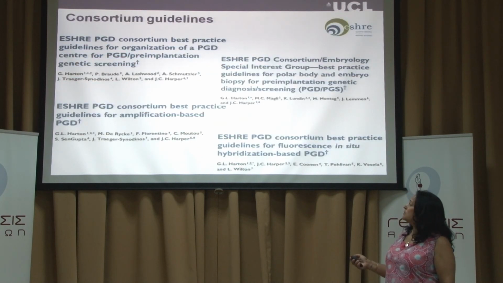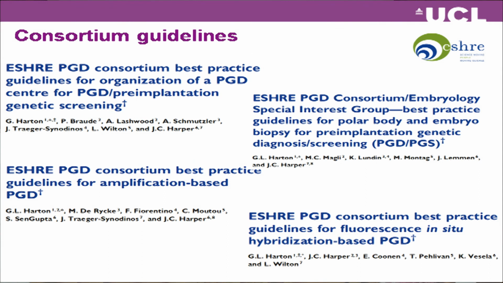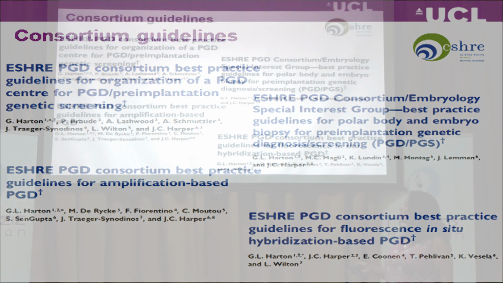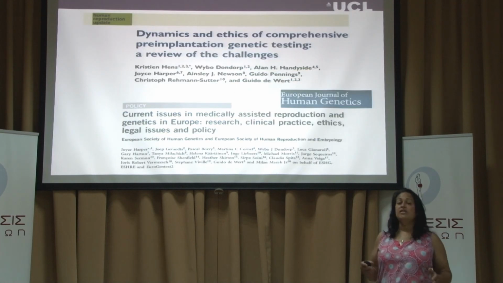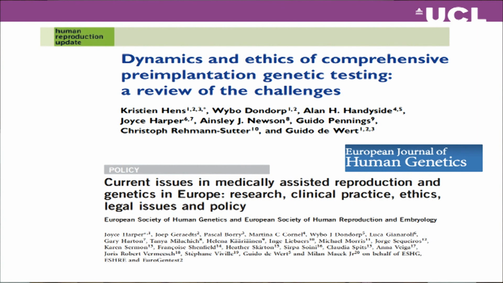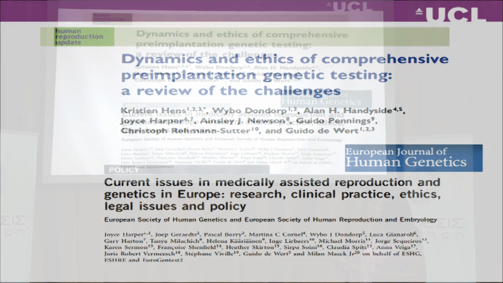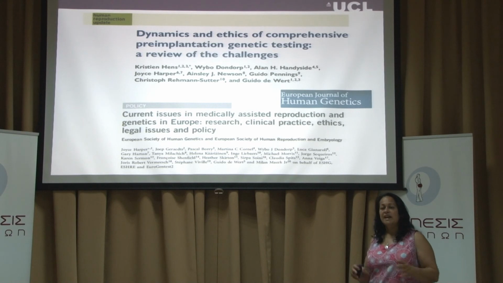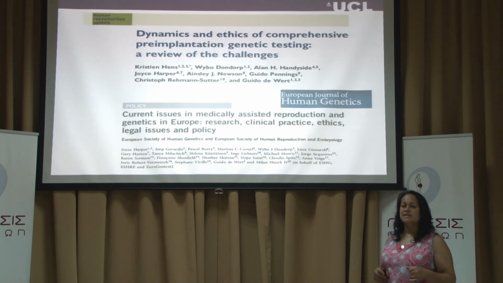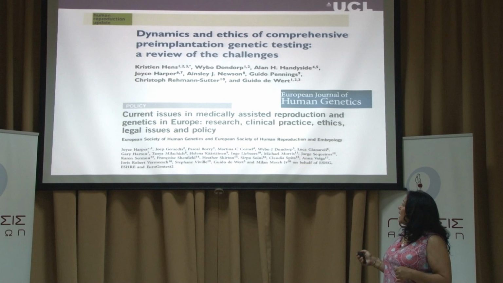The ESHRE Consortium has written 4 guidelines on PGD, and I recommend those for anyone that wants to learn more, and they're downloadable from the ESHRE website. And looking at the ethical issues, some of us have got together to do this. The European Society of Human Genetics and ESHRE got together. We've written 2 statements over the last few years, and these are quite hefty documents, but they really give an insight into the interface between genetics and reproduction. And this one is looking at some of the new technology that's coming in.